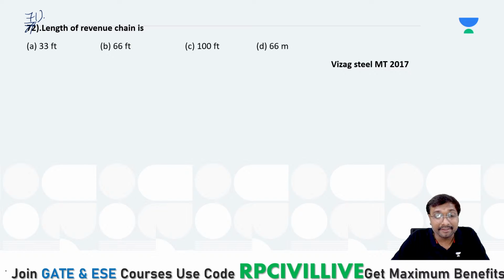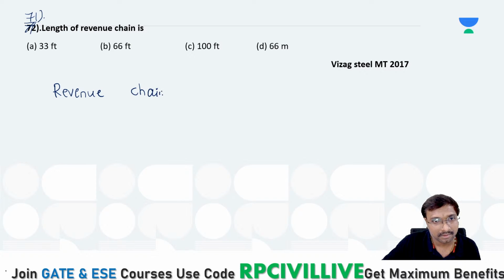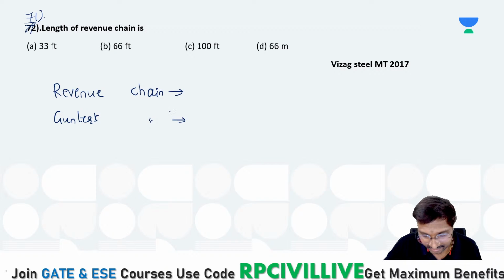Revenue chain length and Gunter's chain length, right? What are the revenue chain length and Gunter's chain length, if you just observe? Revenue chain length is equal to which one? Somebody confused me in between. And Gunter's chain length is how much? Tell me.